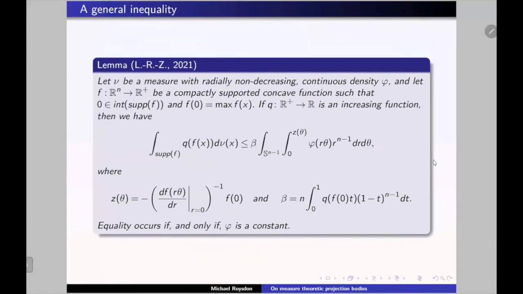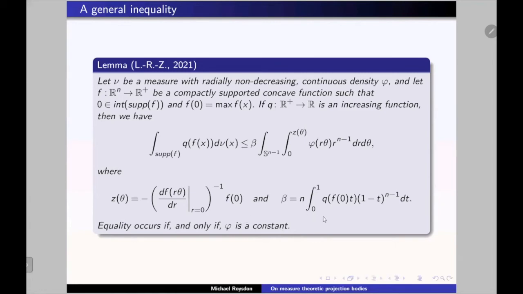So this is nice. Okay, let me just talk about a general inequality. If you have a measure nu, which is radially non-decreasing with a continuous density phi, and you have some non-negative function f that is concave, compactly supported, positive in the interior of its support, and attains its maximum at zero, and you have some function q from the non-negative reals to R that is increasing, then you can get an inequality of the integral of the composition of f with q, integrated over the support of f against the measure nu, in terms of some polar integral: some beta constant times the integral over the sphere, integral from zero to some z theta, phi of r theta, r to the m minus one dr d theta, where z of theta is minus the radial derivative of f at zero to the minus one times f of zero. And beta is some constant which depends on the dimension, q and f. And you have equality, it can be checked, if and only if phi is a constant.